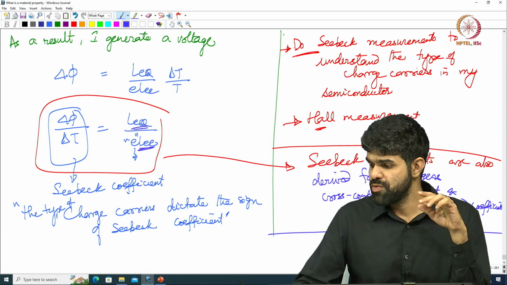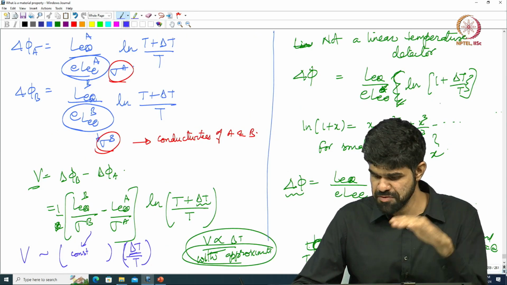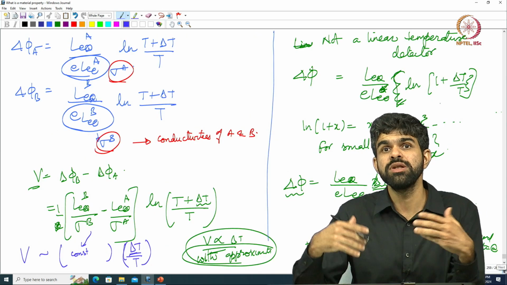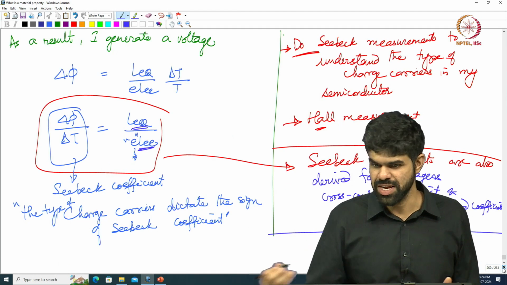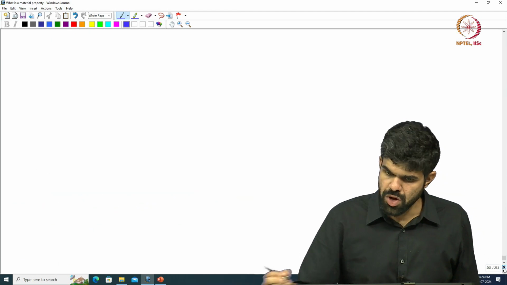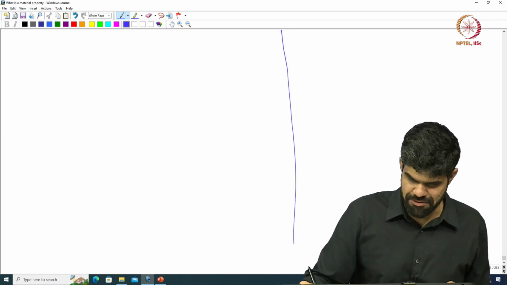So although I said delta T should be small, this is for this derivation, but a thermocouple is more robust than the derivation that I did. So let's put it that way. Okay. All right. So that's the Seebeck effect.